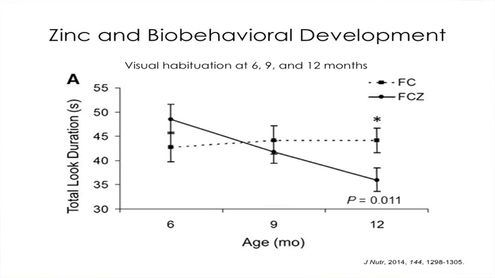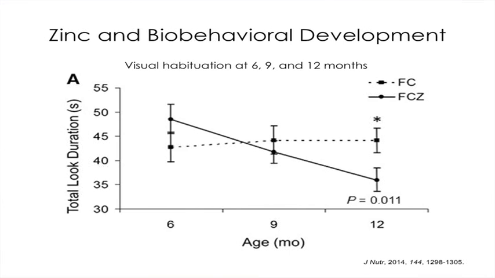The zinc group shows a very clear decline in looking time over age. Again, 6 months is the start of the supplementation. And what you find is that this group here, who's getting zinc, the solid line, they drop over time, as they should.